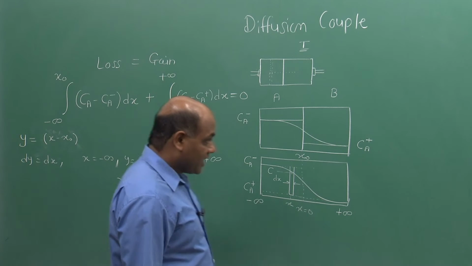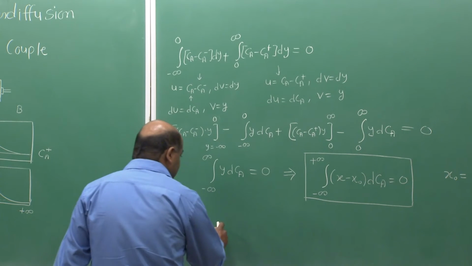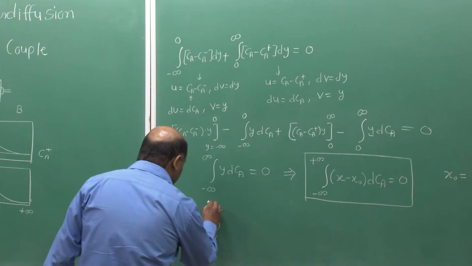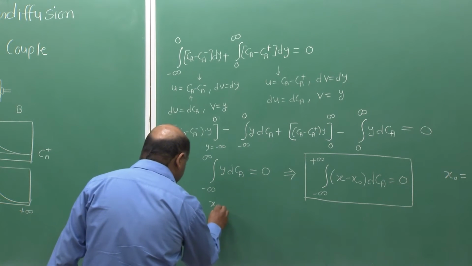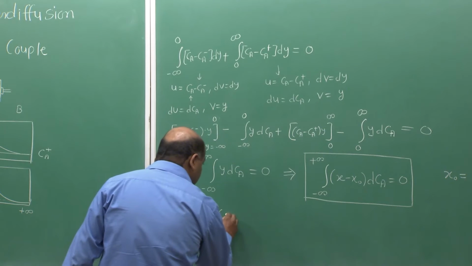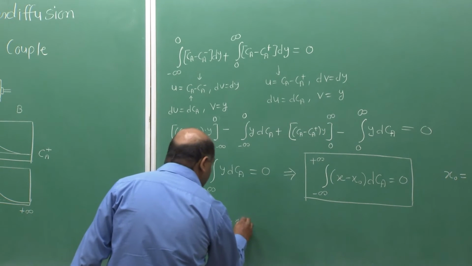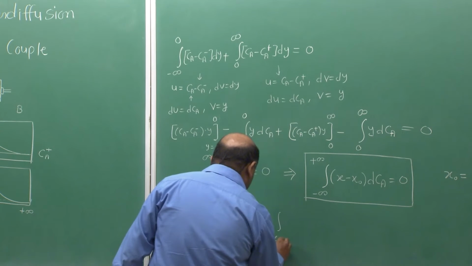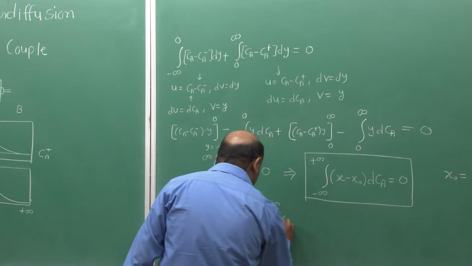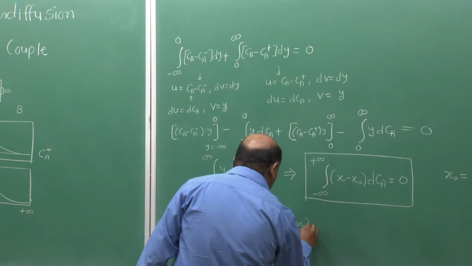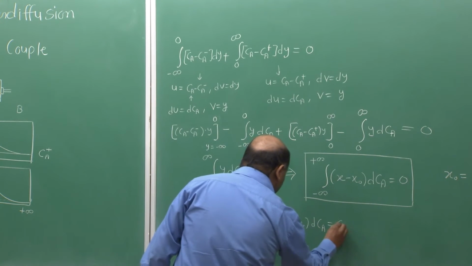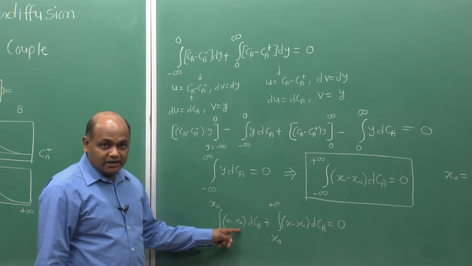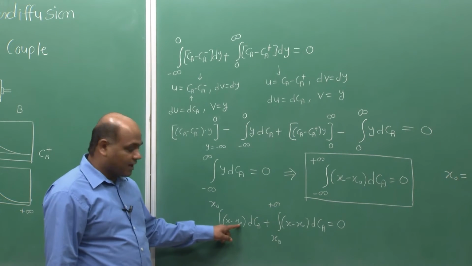If we again write this equation, if we split this integral at x naught, we can write the integral from minus infinity to x naught of x minus x naught dCA, plus the integral from x naught to plus infinity of x minus x naught dCA, should be equal to 0. And this integral is nothing but the area under the curve plotted onto the plane x naught.